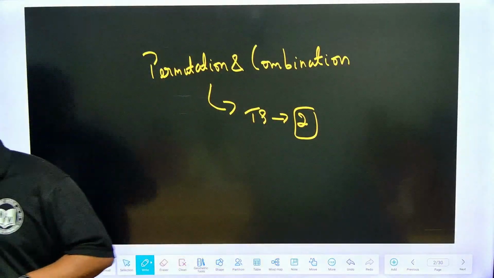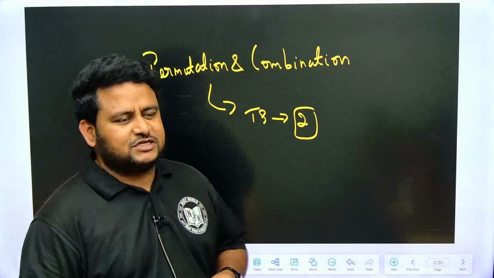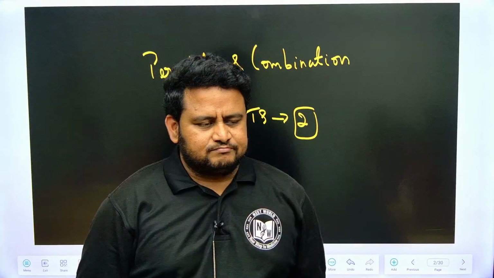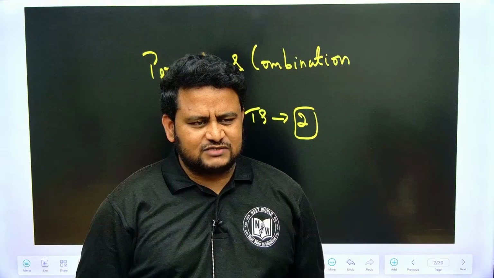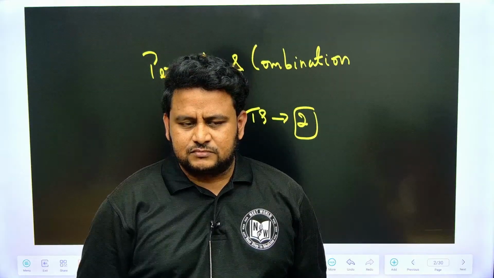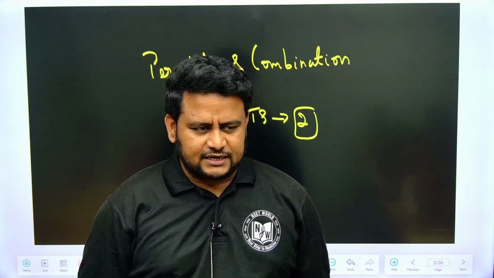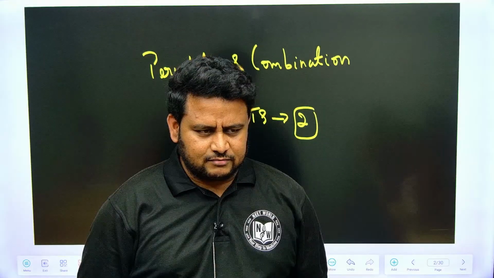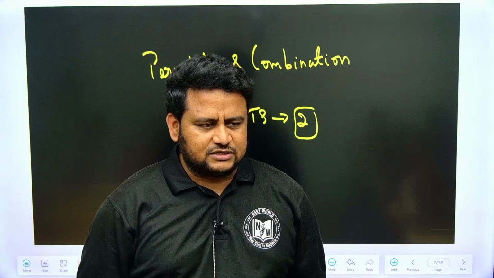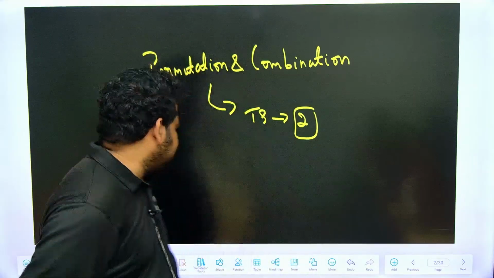First of all, my question to all of you is, what is the difference between permutation and combination? What is arranging? What is selection? Permutation is arranging. Combination is selecting. Correct? Or is it the other way around? Ritika, tell me, what is permutation? Arranging. Combination is what, Gayatri? Selection. Okay.